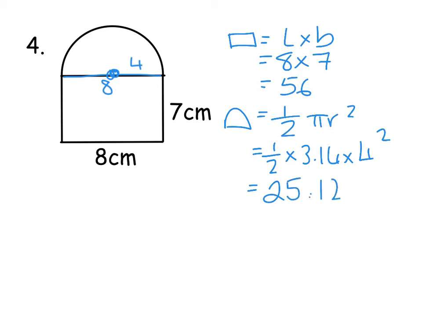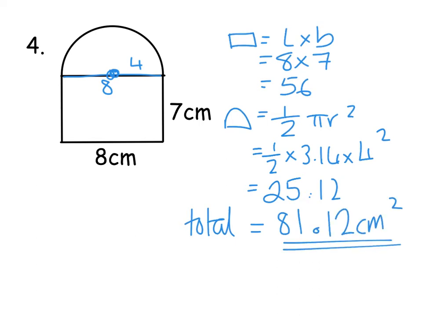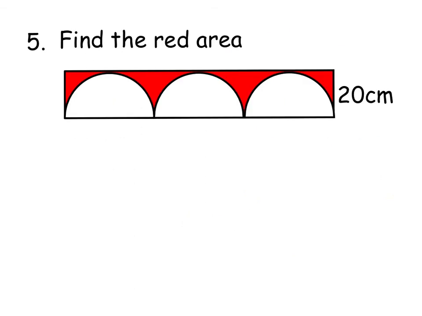And then the last thing to do is get your total area, which is adding your 2 answers together, and it gives you 81.12 square centimetres. Okay, so split it up. Rectangle, because that's the easy bit. Semicircle, add the 2 together.